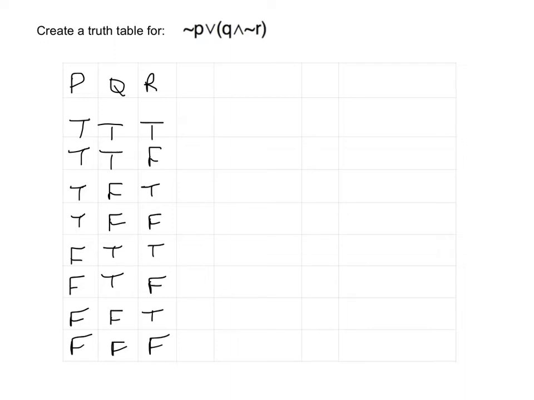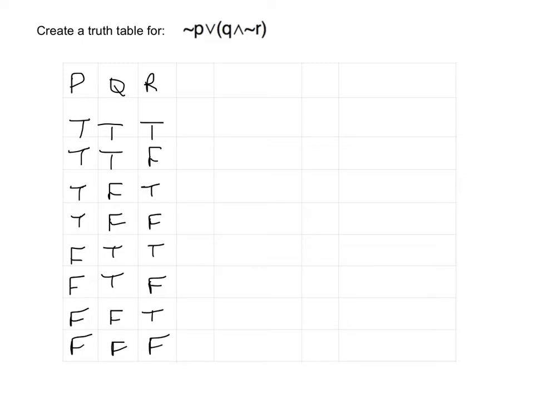This example is asking us to create a truth table for not P or parentheses Q and not R. Now notice I already have my truth table set up for P, Q, and R, and as a reminder, P is always going to be 4 true, 4 false, Q is going to be 2 true, 2 false, 2 true, 2 false, and then R is always going to be true, false, all the way down. And you have to set up your truth table the same way every single time.